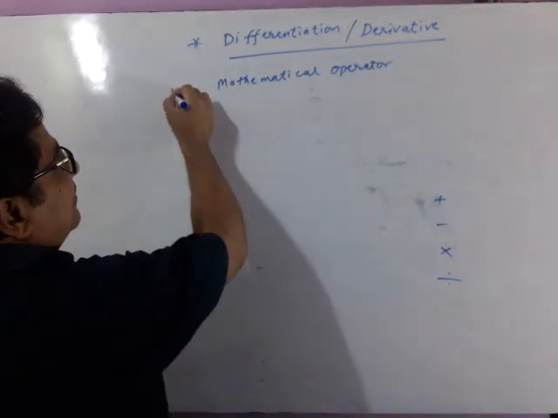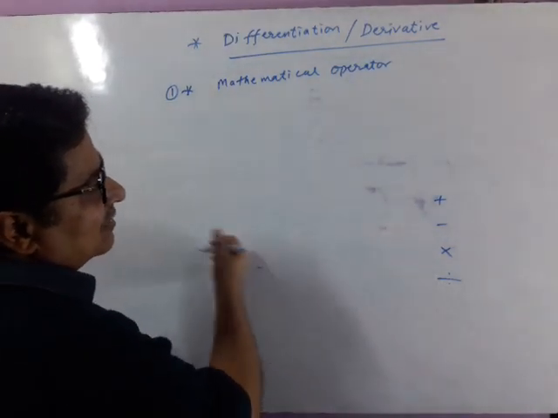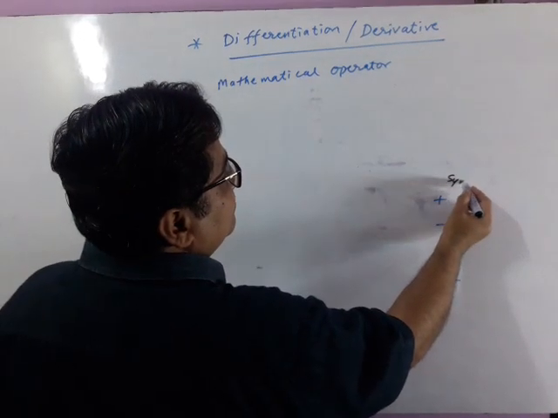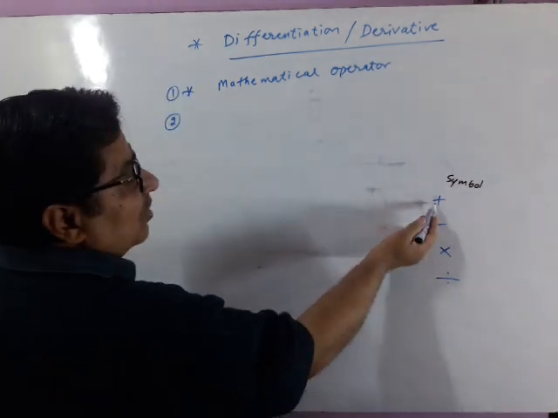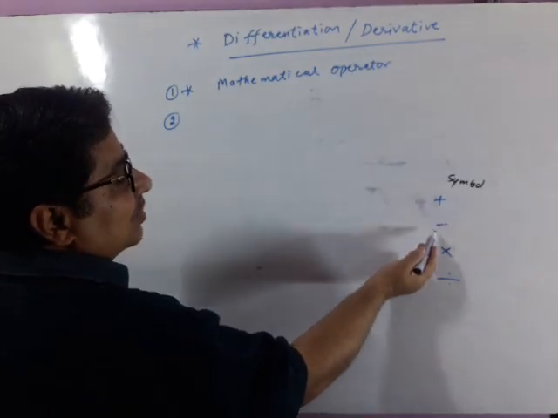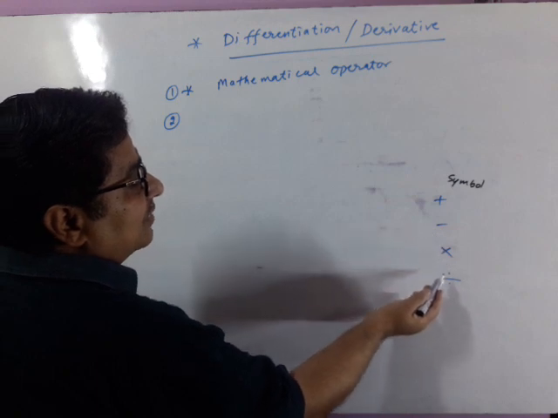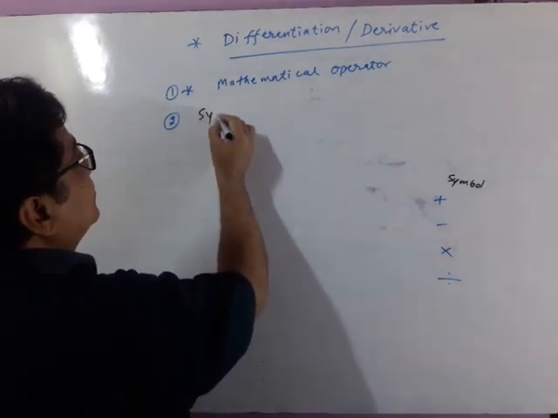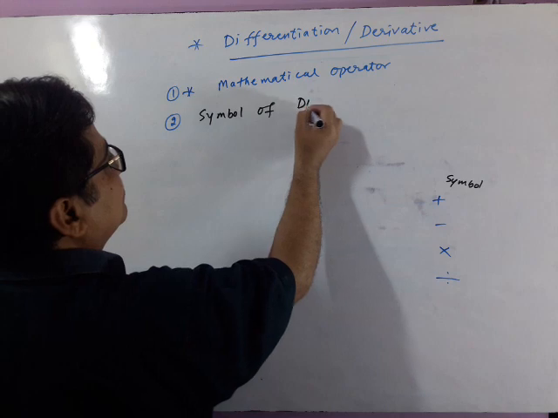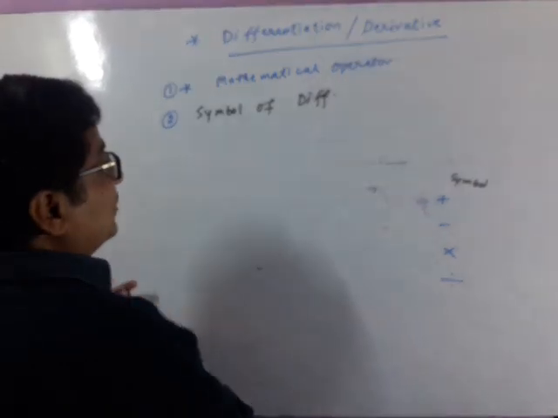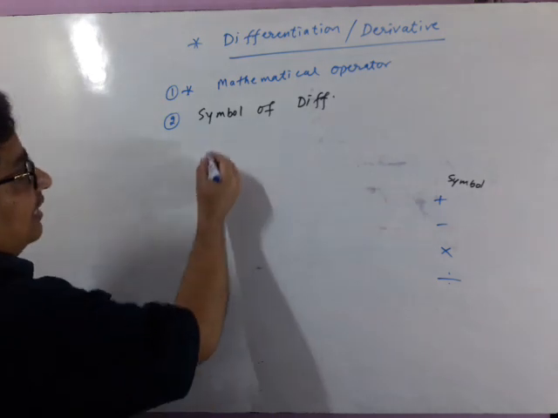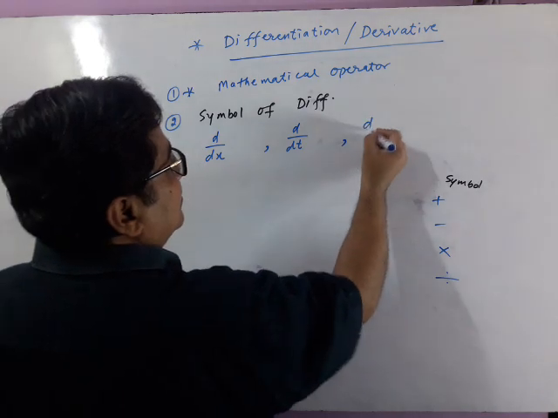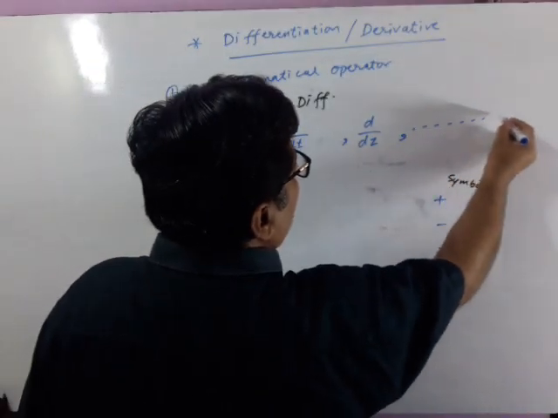Step number 1, it is a mathematical operator like addition, subtraction, etc. Now each mathematical operator has some symbol. The symbol of addition is plus. Symbol of subtraction, symbol of multiplication and division. Now what is the symbol of differentiation? It has infinite symbols like dy dx, dy dt, dy dz and so on up to infinity.